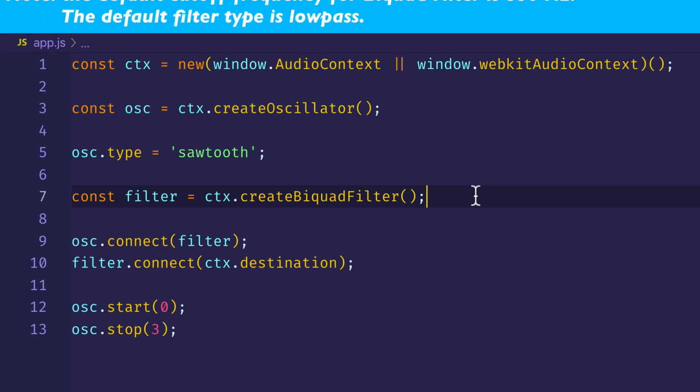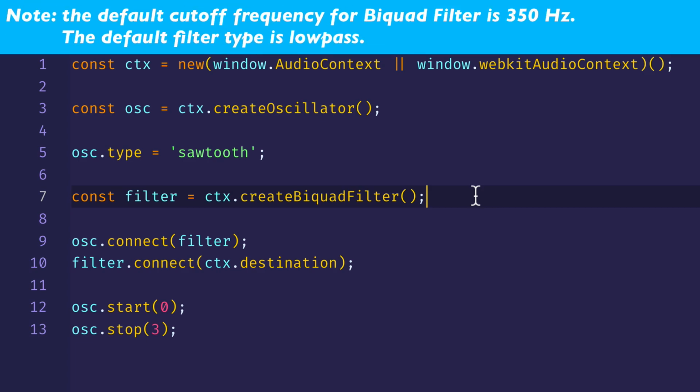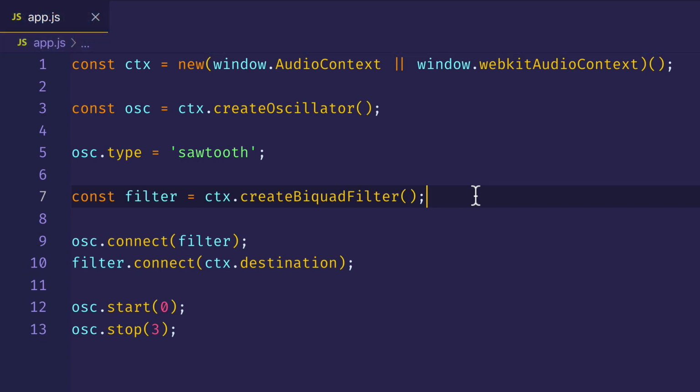Now, the default cutoff frequency for the Biquad filter node is 350 Hz, and the default filter type is low pass. So you can already hear that the buzzy sawtooth wave from before has become a lot darker sounding. Now let's try some different frequency values and see how the waveform's tonal color changes.